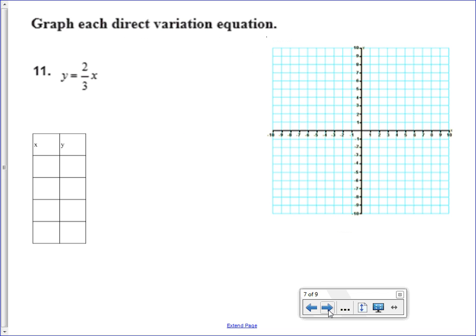So if we tried to think of this one without a table, I know that if I put in a 0, I'm going to get a 0. Okay, what's it going to do from there? Well, if you think about this direct variation, this is telling you two things. It's telling you this is going up, over. Up 3 for every 3 it goes over. Or excuse me, up 2 for every 3 it goes over. So I'd have this line right here.